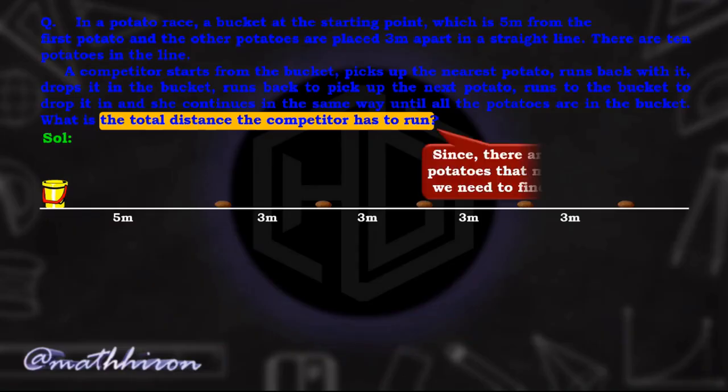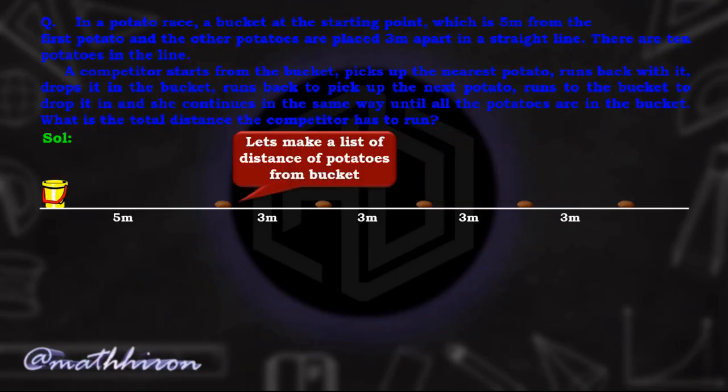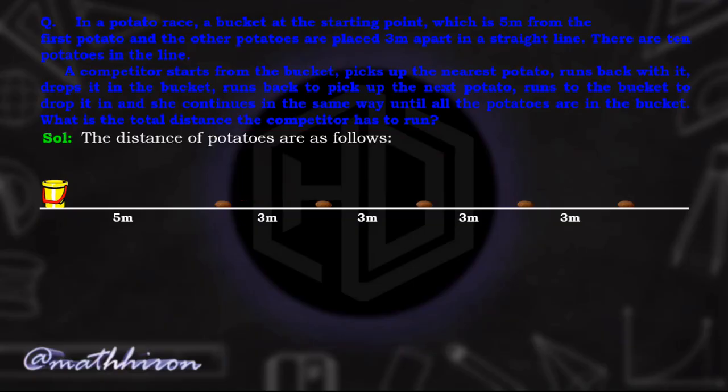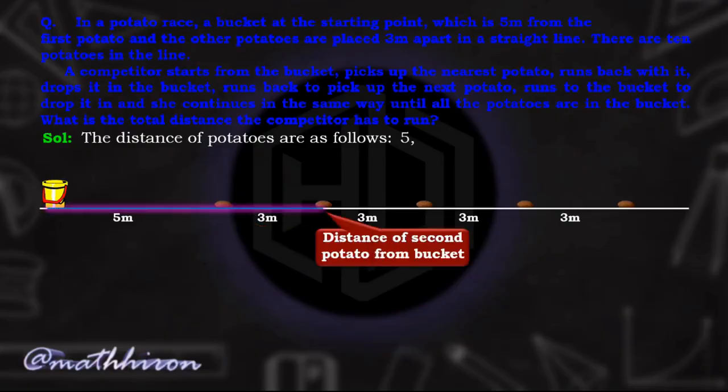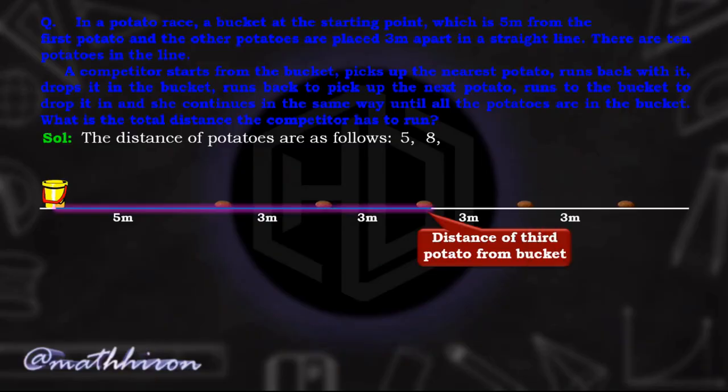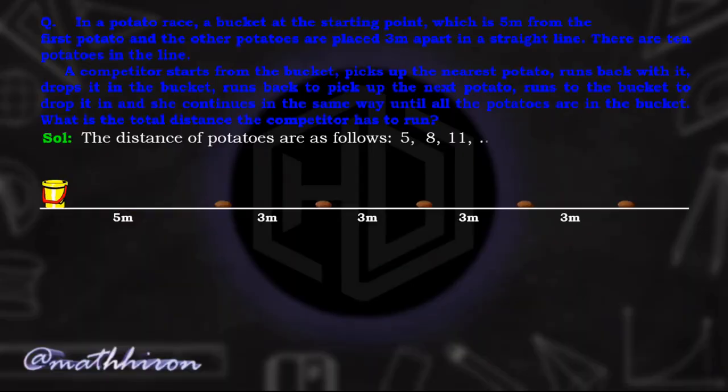So first of all, there are 10 potatoes. That means to find the total distance, we have to find the sum of 10 terms, that is S10. Okay, so let's make a list of the distance of potatoes from the bucket. So first of all, distance of the first potato from the bucket is 5 meter. Distance of the second potato from the bucket is 8 meter. Distance of the third potato from the bucket is 5 plus 3, that is 11 meter, and so on.